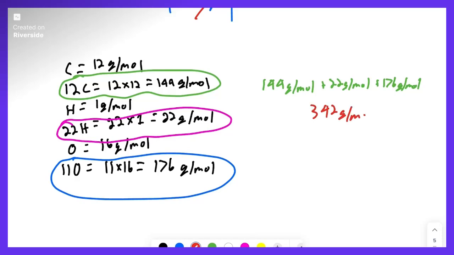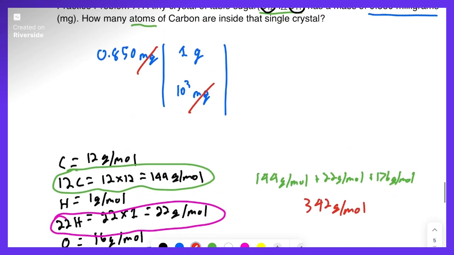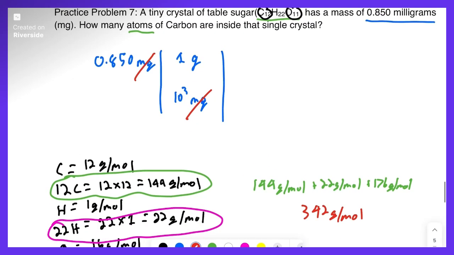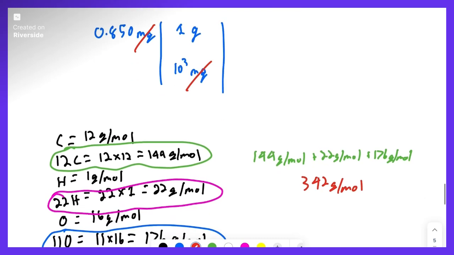grams per mole. So now that we know the atomic mass of table sugar, we can use this to cancel out our grams, right? We know that there's 342 grams in 1 mole. So let's write that down. 342 grams. Let's make this red so that we can keep track of our units. In 1 mole.